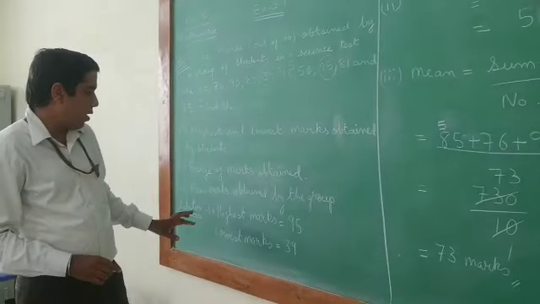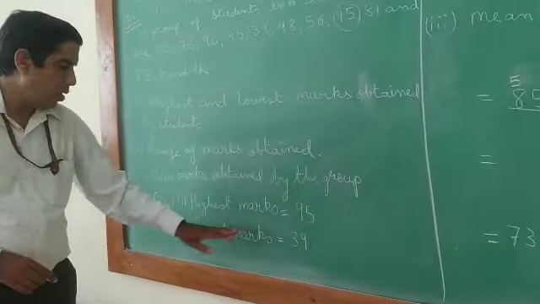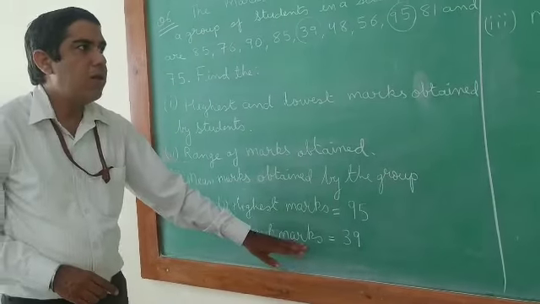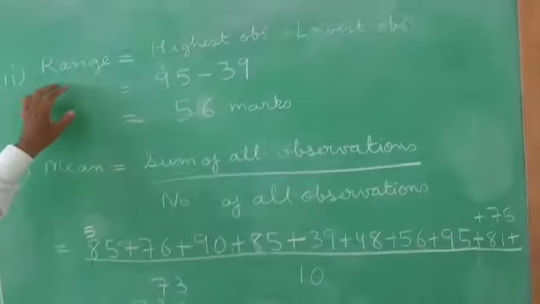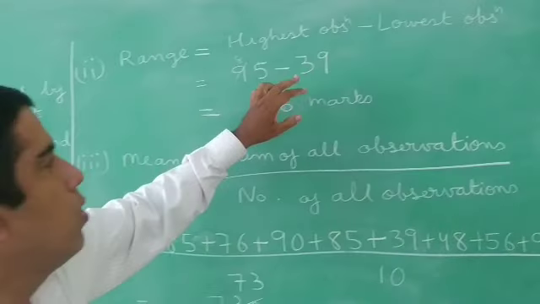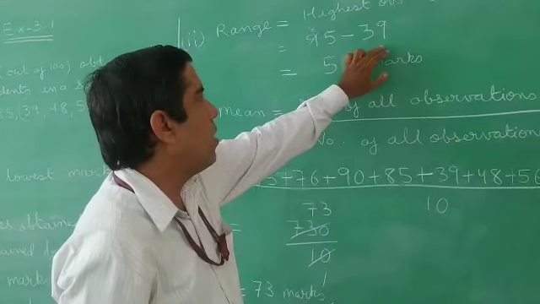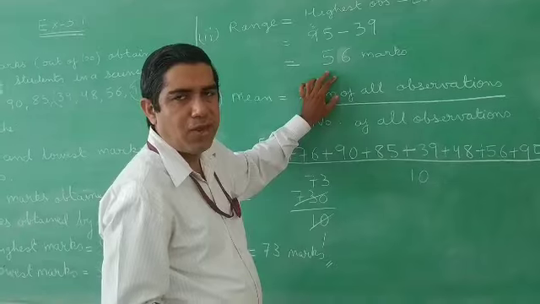So you can see once again. Highest marks is 95. Lowest marks is 39. Range is equal to highest observation minus lowest observation. 95 minus 39. The answer came here 56.